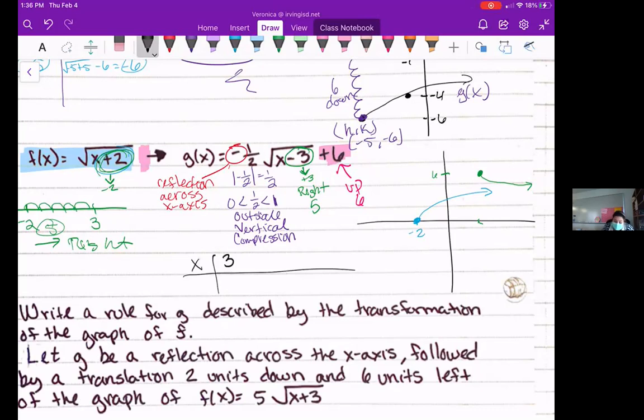So 3 minus 3 is 0. So you would have the square root of 0, which is just 0. So -1/2 times 0 is 0. Then plus 6 is 6. So when X is 3, your Y would be 6, which is exactly what we have here. Right? That's where we started, at 3, 6, which is our HK. We talked about that. That right there is your HK.